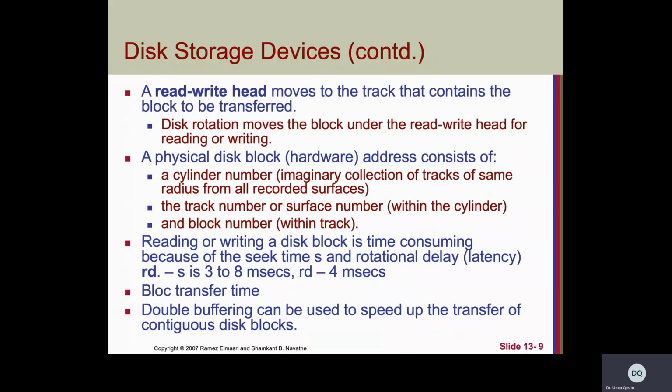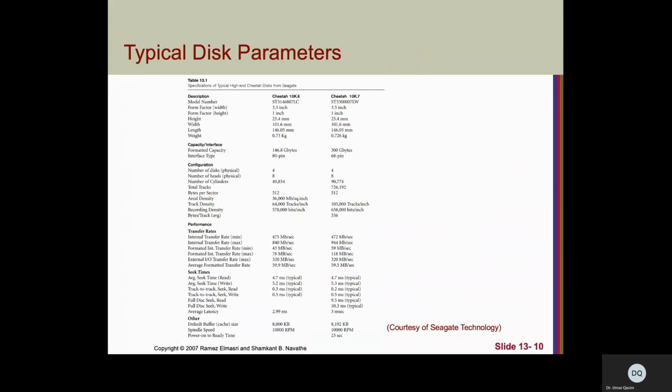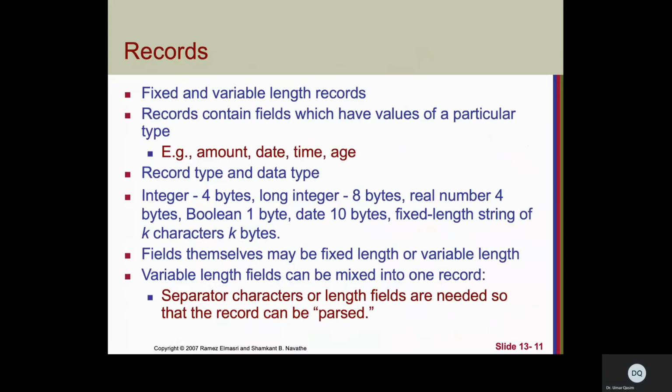So if you are reading one block, the next block is very close, so that can be speedily accessed. So you can buffer it and see if it is being requested or not. Because if you are dealing with large records, one record may spill into the next block. So if you read both of those blocks, that may speed up the whole process. These typical disk parameters help in understanding it more, but this is more technical. So let's look at records.